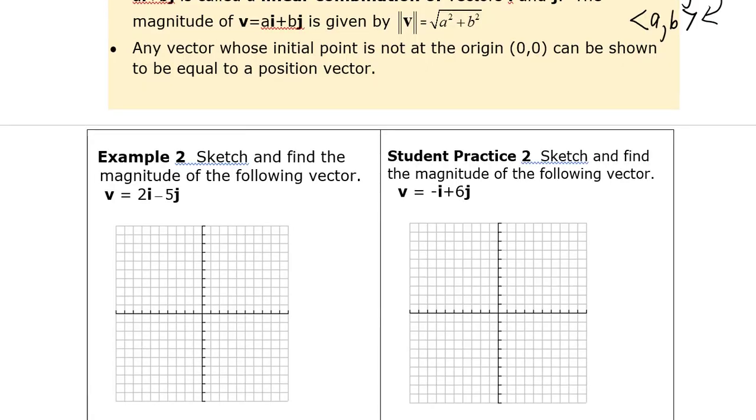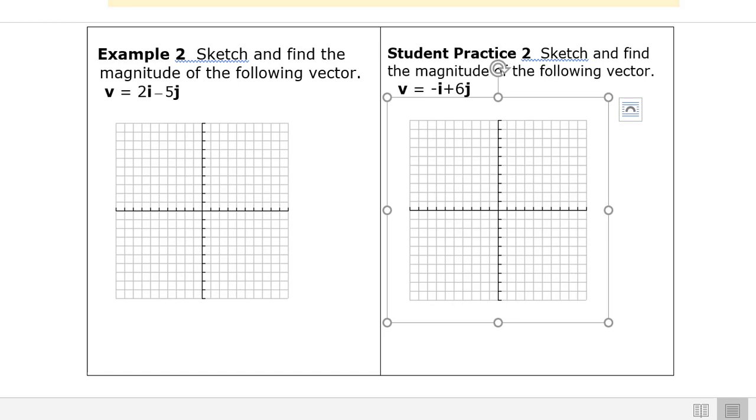Even if a vector does not have an initial point at the origin, basically any vector can be shown to be equal to a position vector. Let's start by sketching a few vectors in a rectangular coordinate system. It's extremely straightforward. We're going to start with the first vector in example 2, which is v equals 2i minus 5j. I'm going to show how to add this the long way, and then we'll take the shortcut.